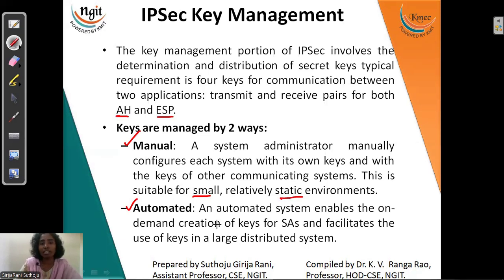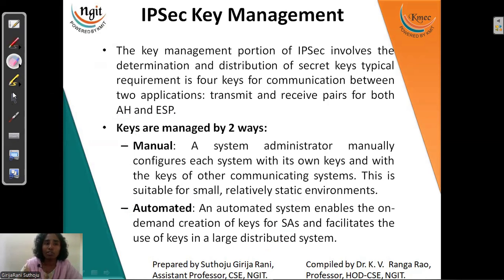Now, the automated one is where, as one of the users enables it, immediately the security association will enter the scenario and generate two keys. I mean, the pair of keys will be applied two times, because the sender will have a pair of keys and the receiver will also have a pair of keys. This facilitation can be given by SA. So SA is responsible for the creation of keys on demand, and on demand indicates an automated system. When a user enters, SA acts immediately. So this is suitable for distributed systems and dynamic environments.